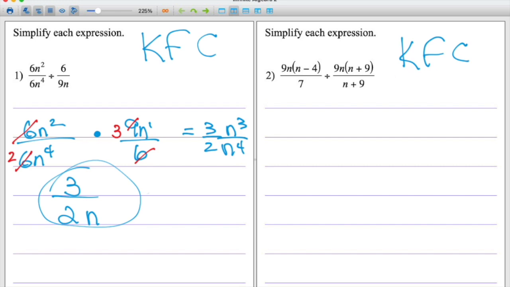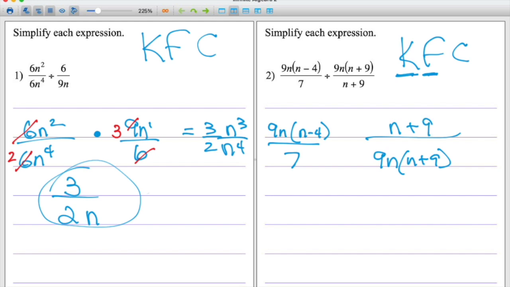We're going to keep the leftmost one. So I'm going to write 9n over n minus 4 over 7. I'm going to flip this one, the leftmost one. That's 9n on the bottom over n plus 9. And the numerator will be flipped, will be n plus 9. I'm going to change now the division to a multiply. And then I'm going to start reducing.